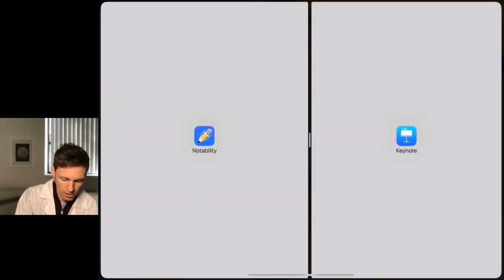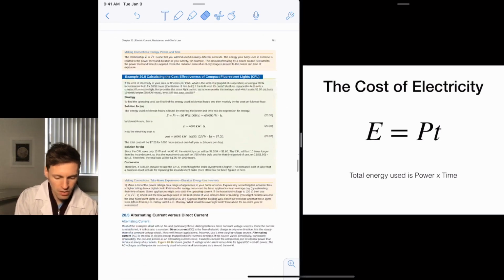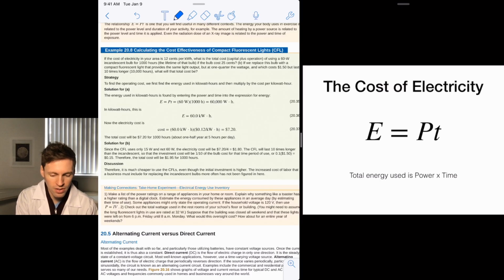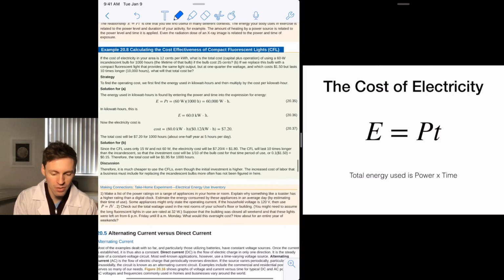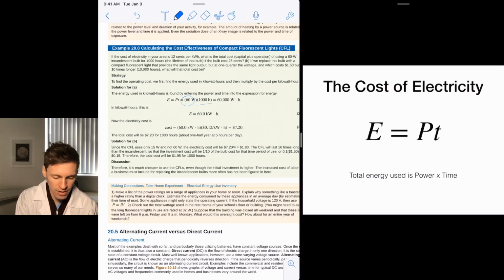If I go to this, we've got this example here. So kilowatt hours is the main unit, and there's an example here that you can go through. If the cost of electricity in your area is 12 cents per kilowatt hour, what is the total cost of using a 60-watt bulb for 1,000 hours if the bulb is 25 cents? If we replace this bulb with a CFL, a compact fluorescent light, which provides the same light output but with 1/4 of the wattage, and the bulb costs $1.50 but lasts 10 times longer, what will that total cost be? Okay, so with a 60-watt bulb for 1,000 hours, it'll cost you $7.20.